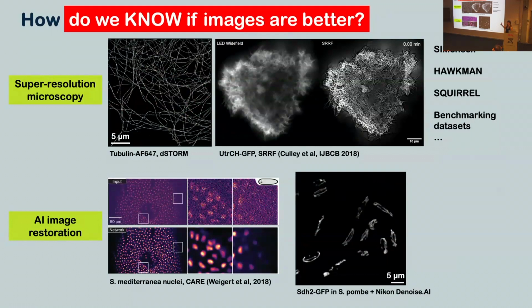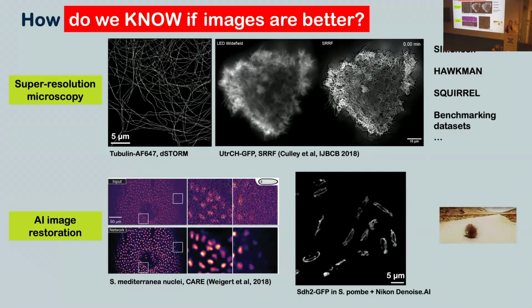Okay, so what about AI image restoration? This feels like it could be the frontier. This feels like it could be useful. How do we know if images are better after we process them with AI? I have bad news. This is kind of the answer here. We don't. We have no idea if AI processing helps or not.